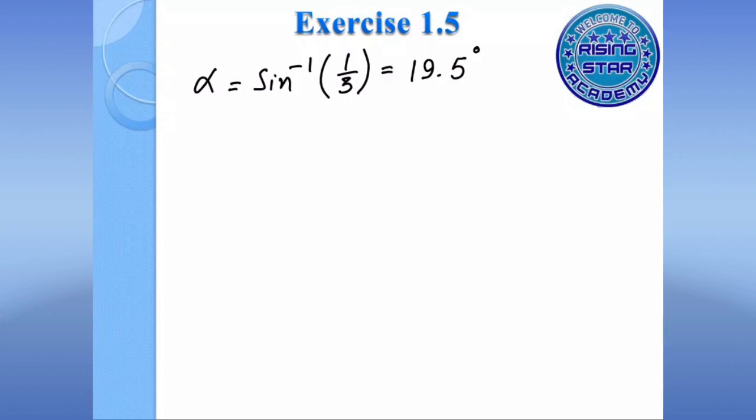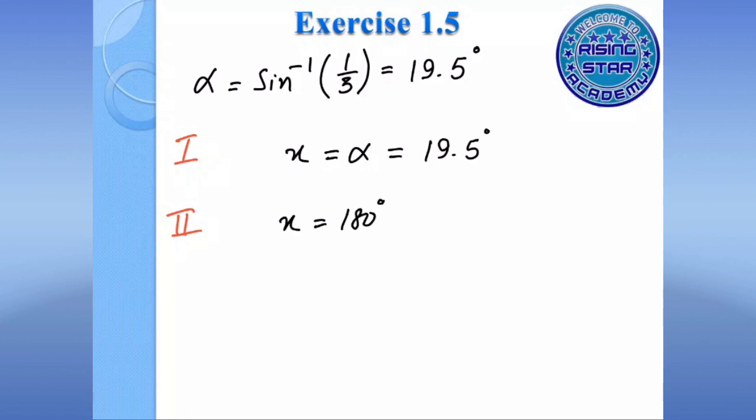So let's see the solution. So we'll take sine inverse of 1 over 3. Our answer is 19.5. So I already told you the sine is positive in quadrant number 1 and quadrant number 2. So in quadrant number 1, our x value is equal to alpha. So the first answer would be 19.5 degrees. But for the second quadrant, we know that we will subtract the answer from 180 degrees.